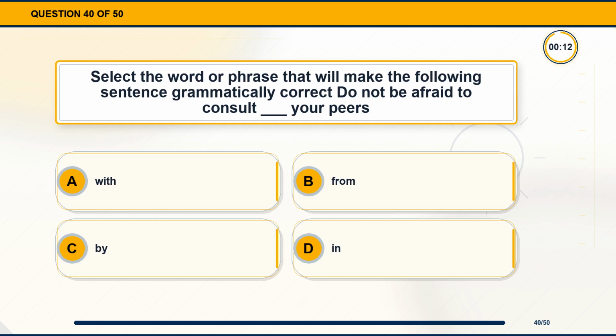Question 40. Select the word or phrase that will make the following sentence grammatically correct. Do not be afraid to consult blank your peers. Option A, with. Option B, from. Option C, by. Option D, in.